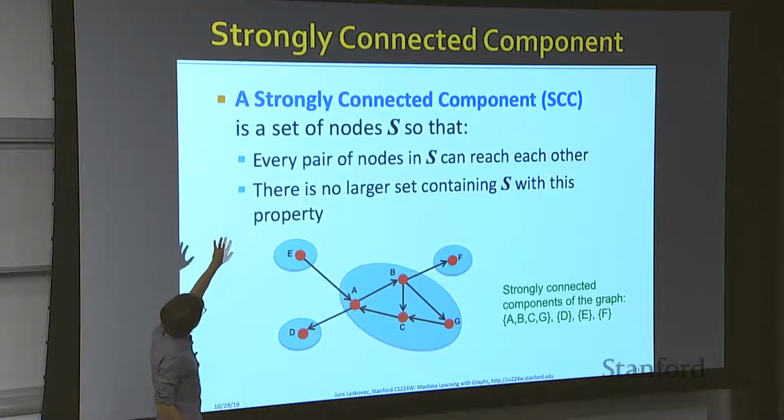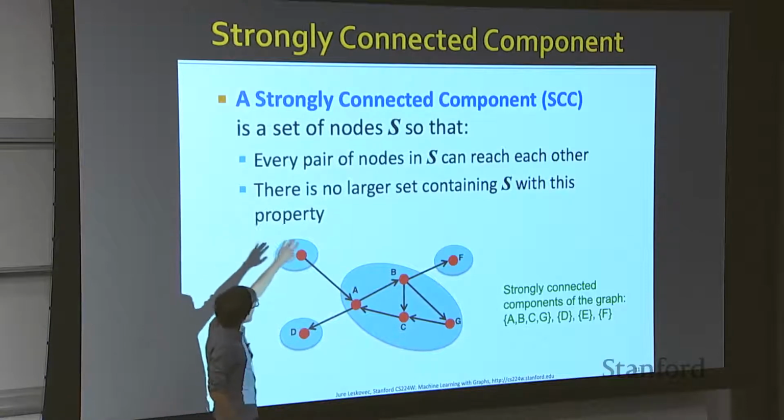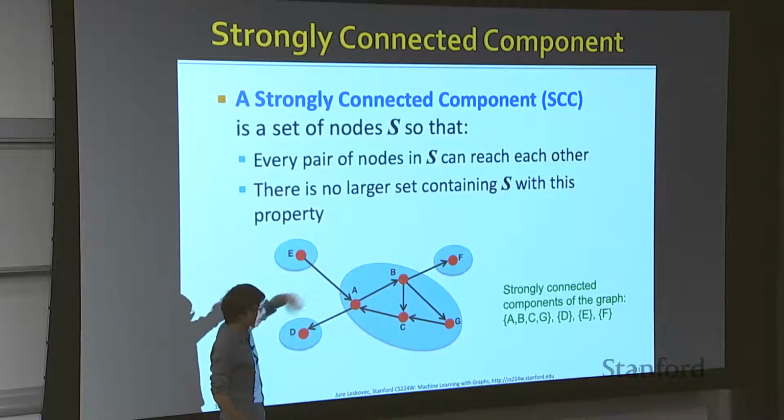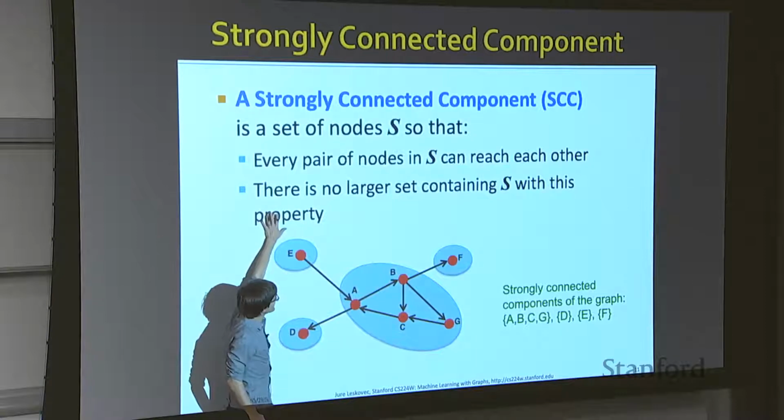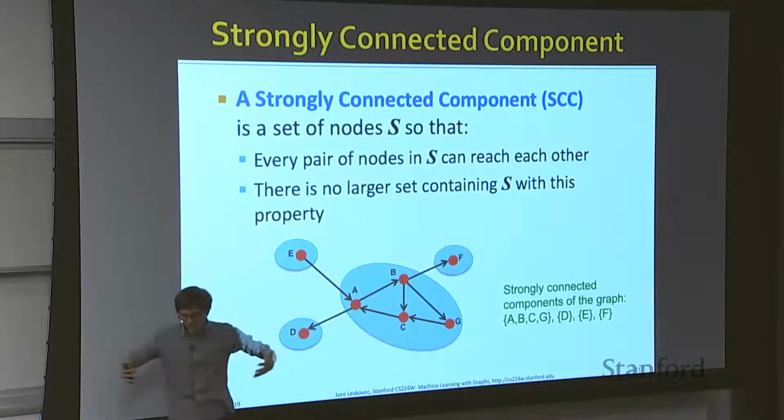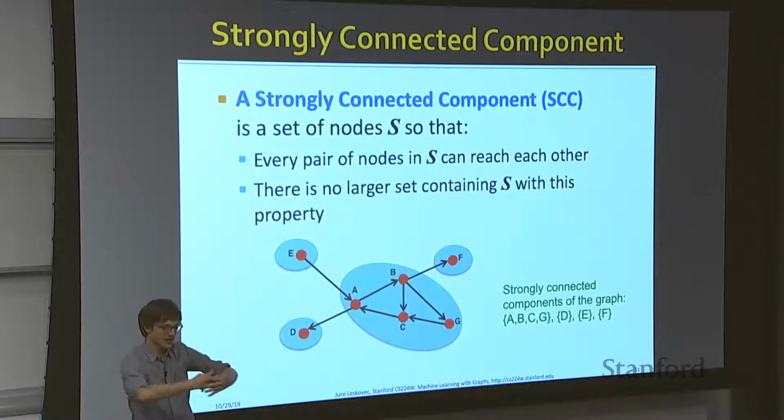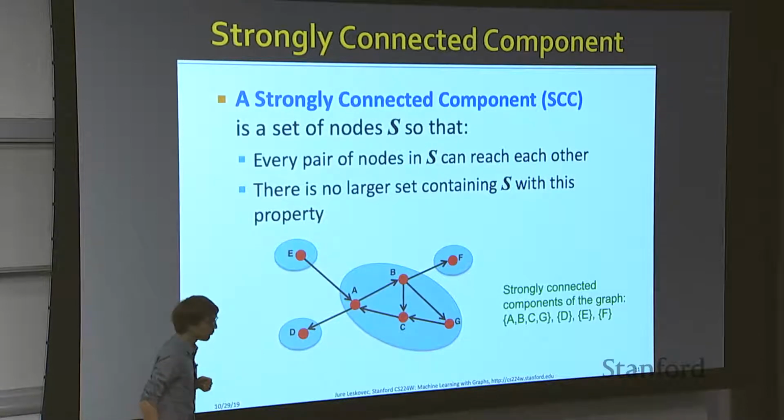A strongly connected component is a set of nodes S such that every pair of nodes in S can reach each other, and there is no larger set containing S. So it means a strongly connected component is the biggest, is as big as it can be, right? Why do I say this?